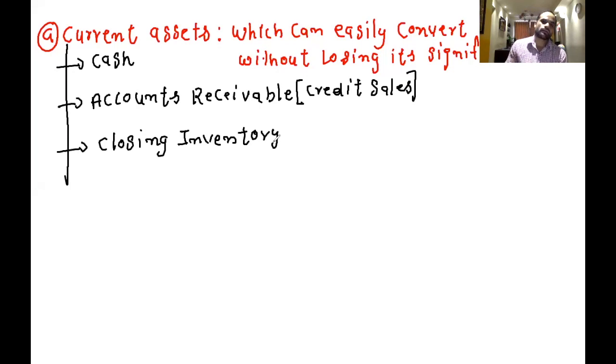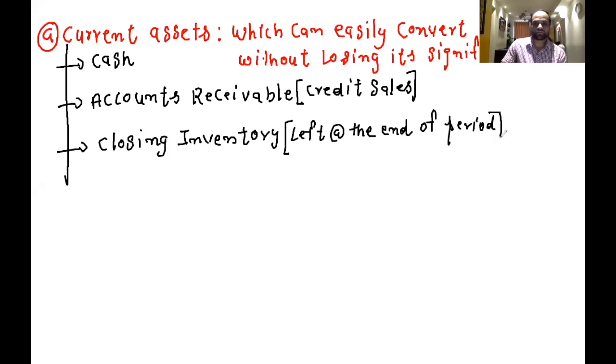So remember, closing inventory means any kind of inventory which is left at the end of the period, which is left, right? Left. Of course, it belongs to company, and soon company is going to sell it. All right. So these are the current assets.